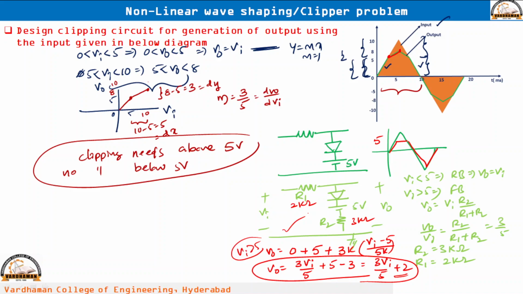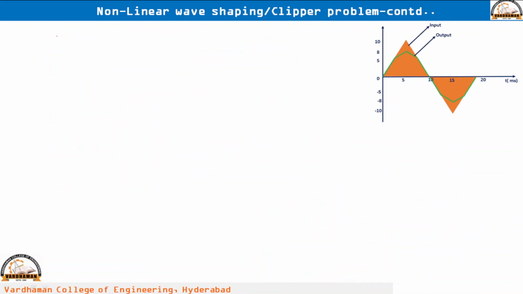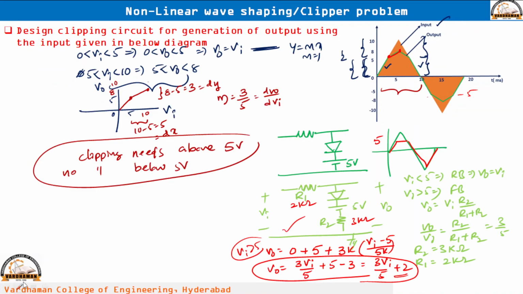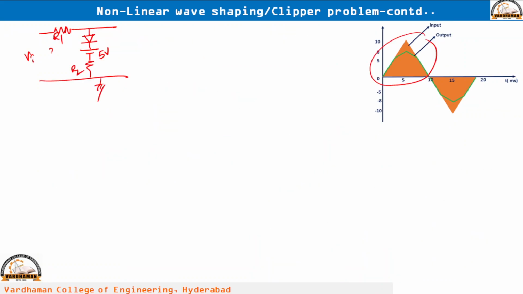Here clipping is also there below minus 5 volts. So below minus 5 volts clipping is there, and we have to extend this particular circuit now. This portion of the design is over, and for that we have got the circuit like this. Above 5 volts, one more resistor we have taken. So this is Vi, R1, R2, this is 5 volts, and R1 and R2 we got as 2K and 3K. So this is 2 kilo ohm and this is 3 kilo ohm.